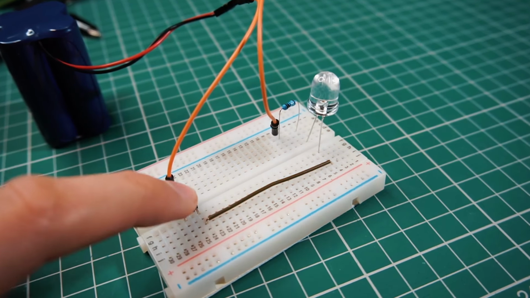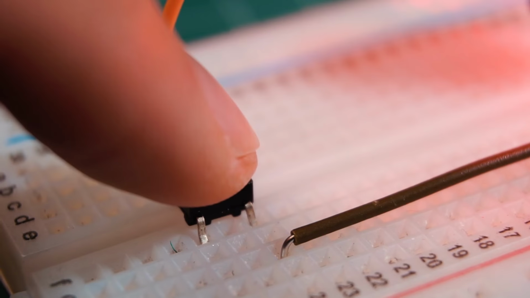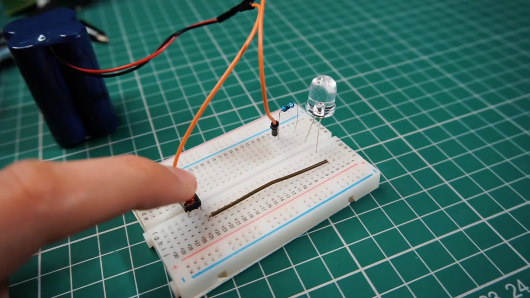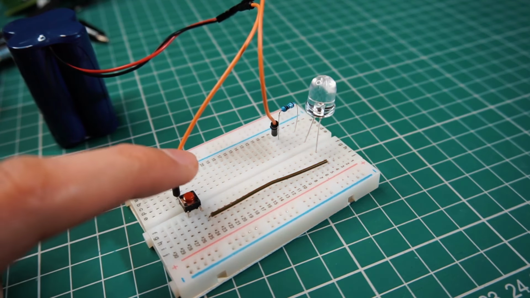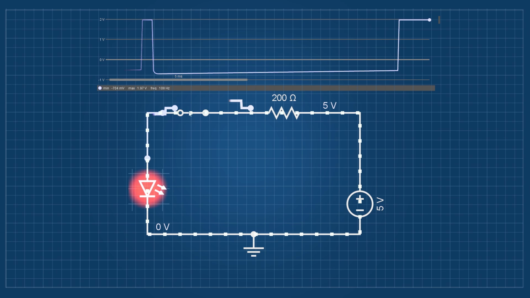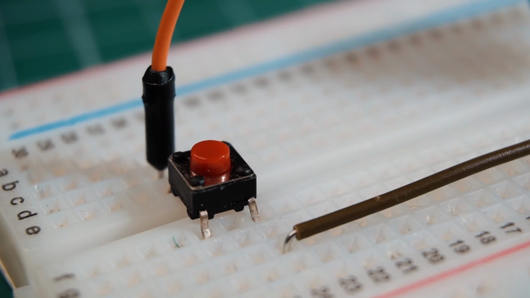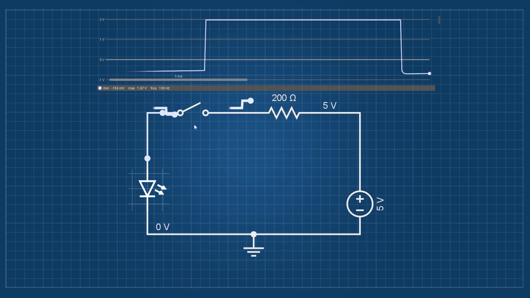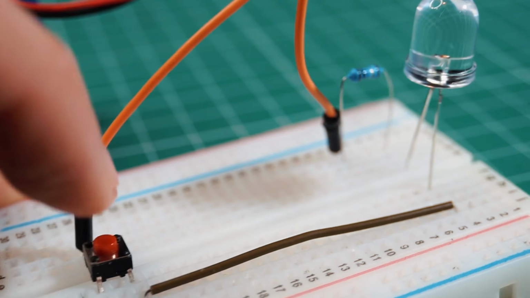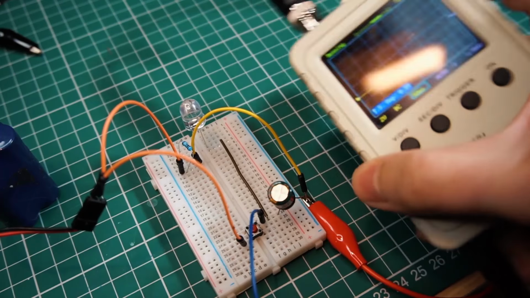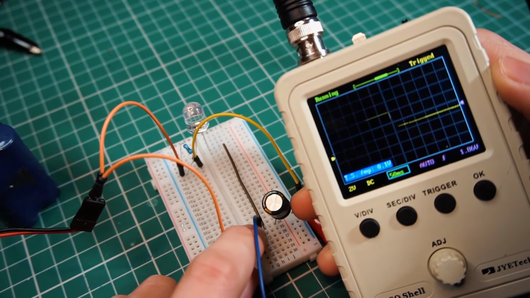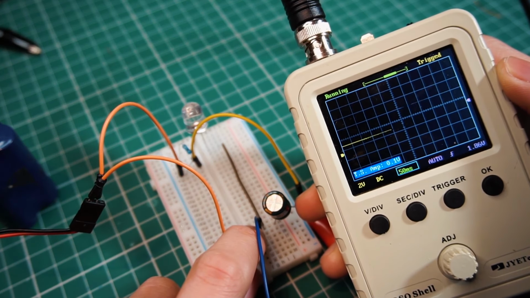When I press the button, the circuit is completed and the voltage, which is in this case 5 volts, flows through the circuit and turns on the LED. If I release the button, the circuit is interrupted, and now the LED is off. I will graphically demonstrate what is happening with an oscilloscope. And this is what happens with the signal when I press the button.